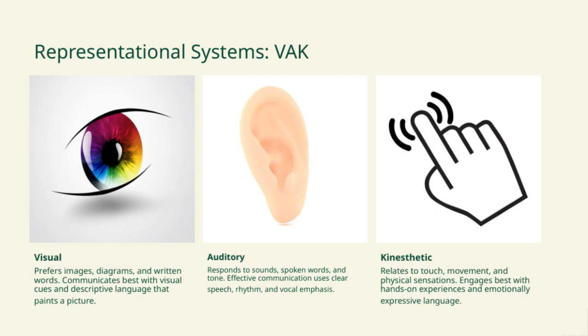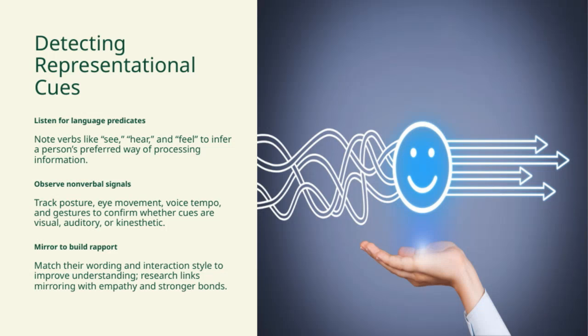Understanding these systems, kinesthetic, auditory, and visual, helps us tailor our teaching and communication strategies. Recognizing each person's preferred way of processing information allows us to connect more effectively and ensure everyone can engage and learn optimally. Let's talk about how matching someone's wording and interaction style can really improve understanding.